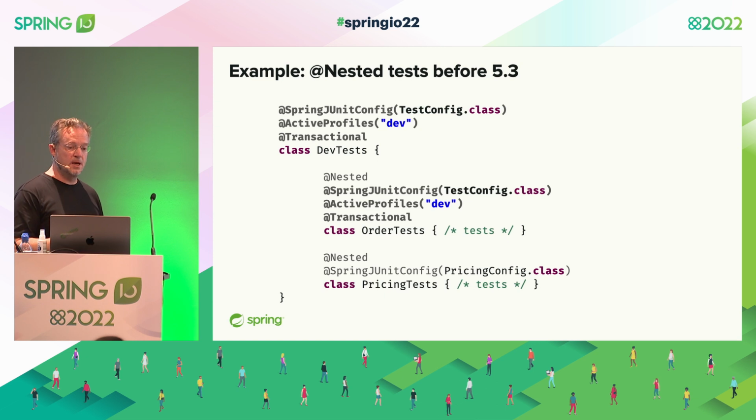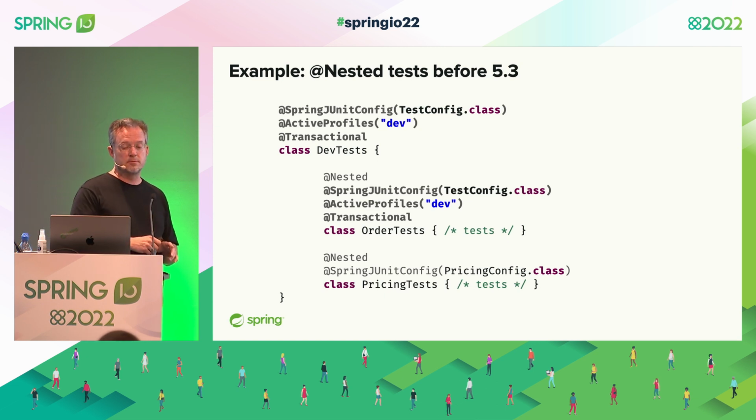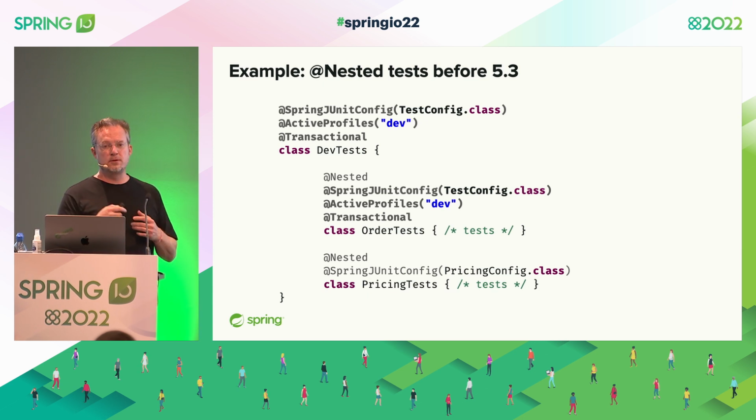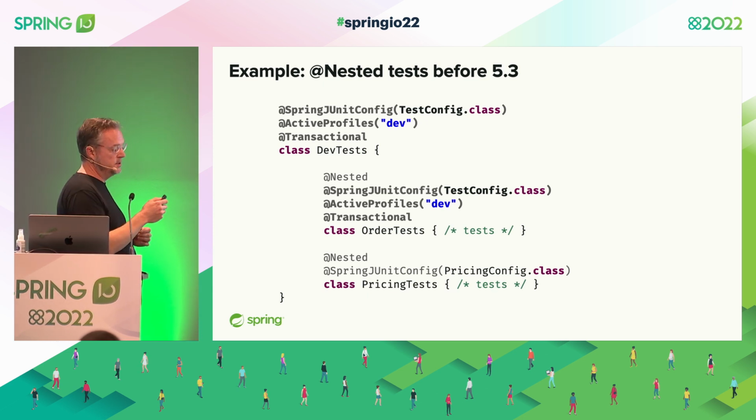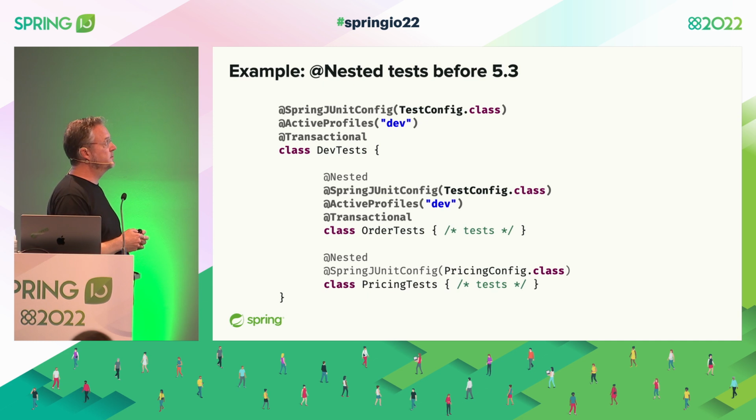Now this nested testing support, as I mentioned, basically from Spring Framework 5.0 through 5.2, if you had nested test classes and you're using Spring testing support with an application context being loaded for you, here we have an example, @SpringJUnitConfig, loading the TestConfig, setting the active profiles to dev, making it transactional.